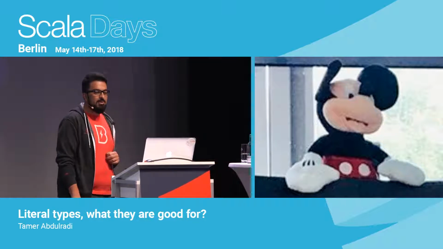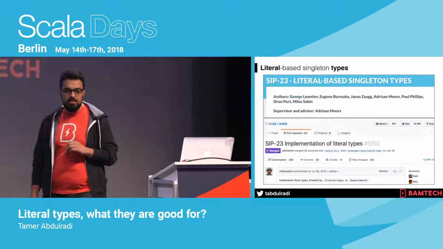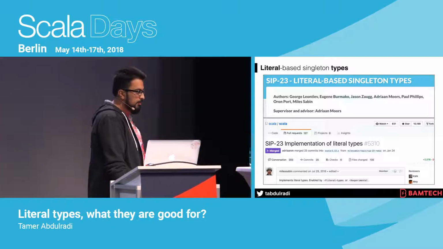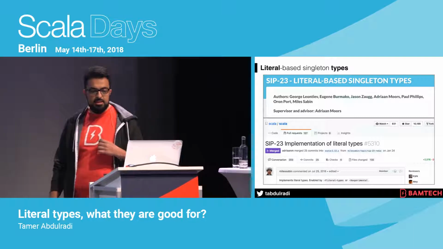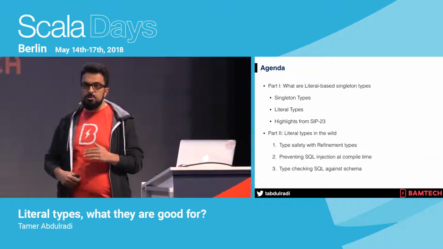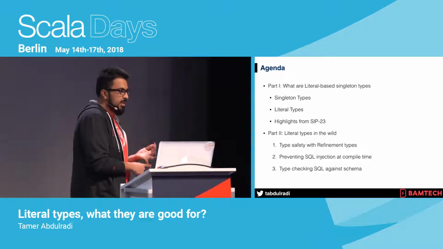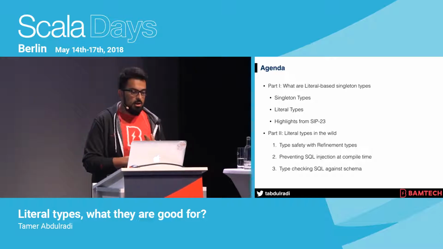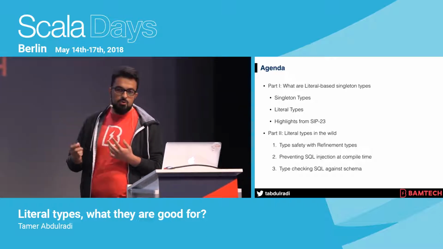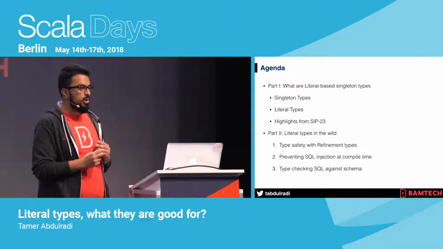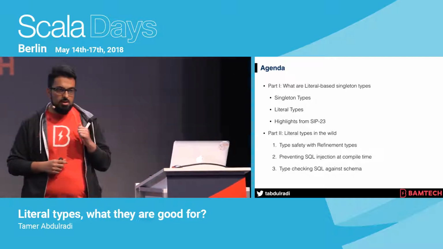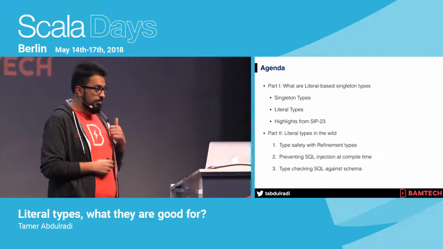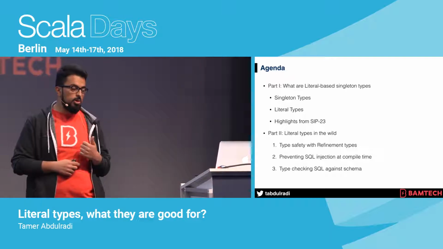All right, so today I'm going to be talking about new features that landed in Scala 2.13. Specifically, I'm going to be talking about literal types. So my agenda for today is, first I'm going to get everybody up to speed. I'm going to be explaining what singleton types are, what literal types are, and a couple of highlights from the recent pull request. Then part two of the talk, the interesting bit, I'm going to be talking about 3 use cases for literal types. The first one is the practical one.